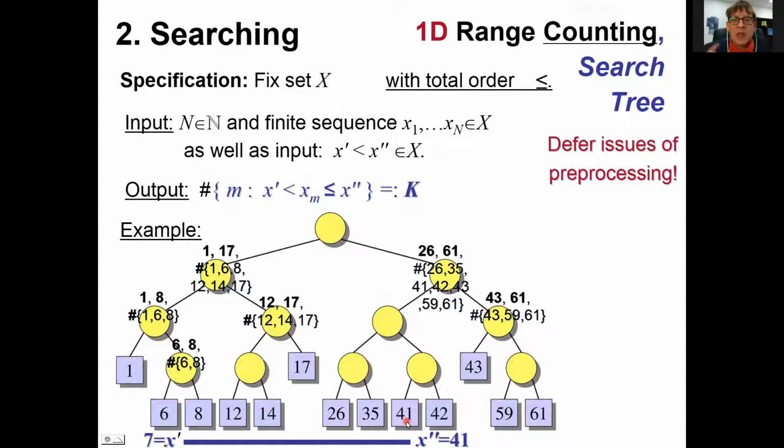Now, having thus located the left interval bound and the right interval bound, how do we calculate the number of elements here? To this end, we now move up. First we see that this node is in the range, so we count 1.